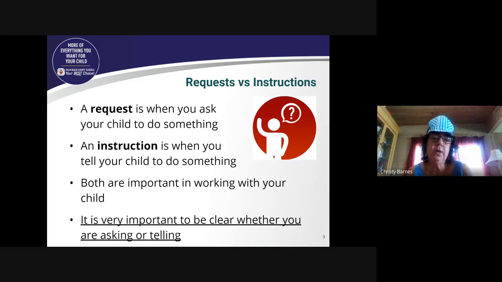Let's talk about requests versus instructions because they are different. A request is when you ask your child to do something. And an instruction is when you tell your child to do something. Both are very important in working with your child. And you want to make sure that you are clear whether you are asking or telling.